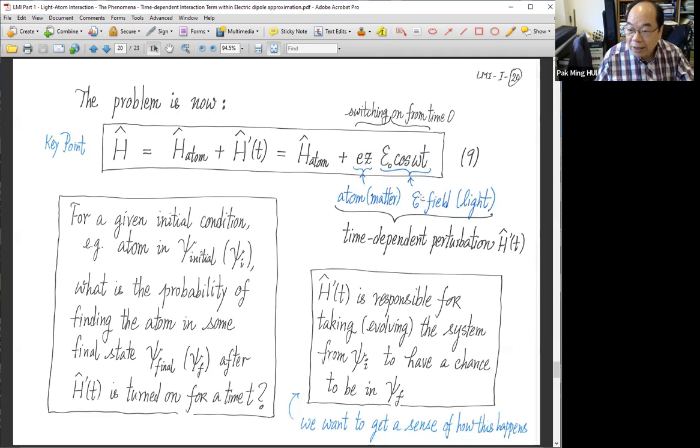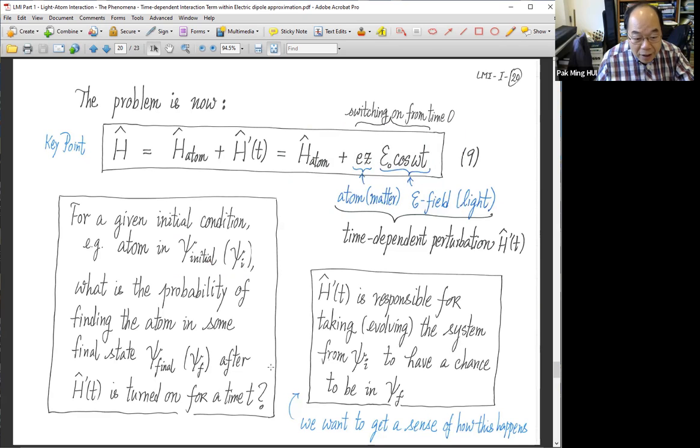Remember, the question is an initial value problem. So we have to set a time. Before that, this term is not there, so we call that time 0 or negative time. In negative time, this atom is alone, and it is 100% known to be in some initial state. At time equals 0, afterwards, this kicks in, switches on.